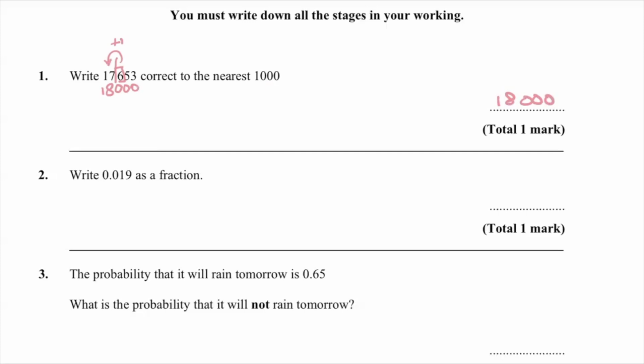Now, writing this as a fraction isn't the simplest of questions. I think the best way to do this is to consider your place values. You know that that is unit. This is your tenths, hundreds, thousands. The last digit is in the thousandths column, and we've got 19 thousandths. So that's how you would do that one.